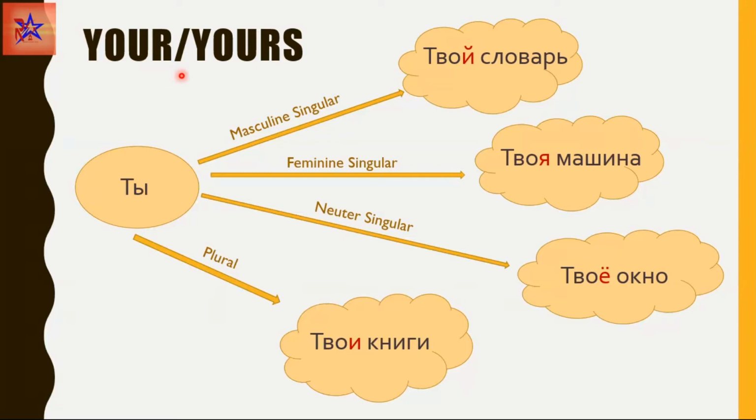The next pronoun is your or yours. And in Russian, it again has just four forms which you need to remember. Again, твой словарь, your dictionary. For feminine singular, твоя машина, your car. Neuter singular would be твоё окно, your window. And the plural has only one form, твои книги.